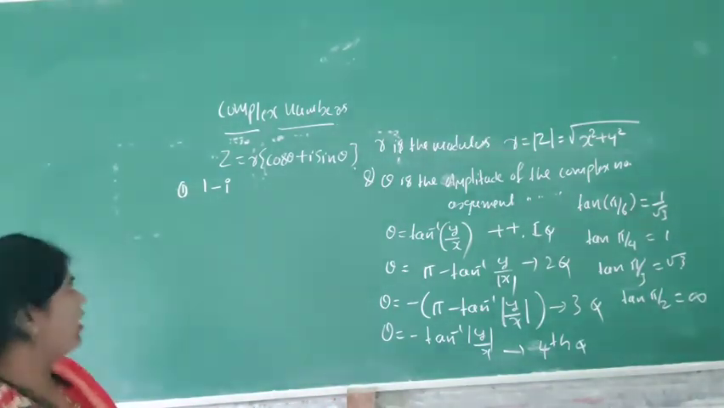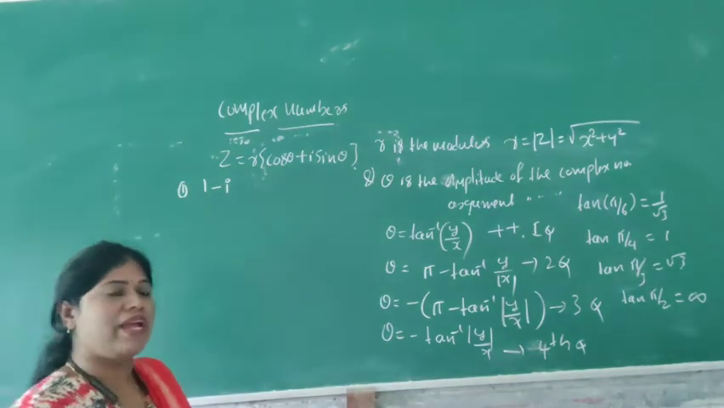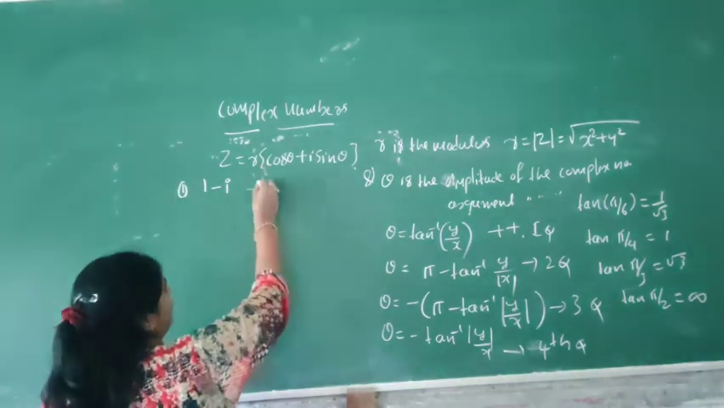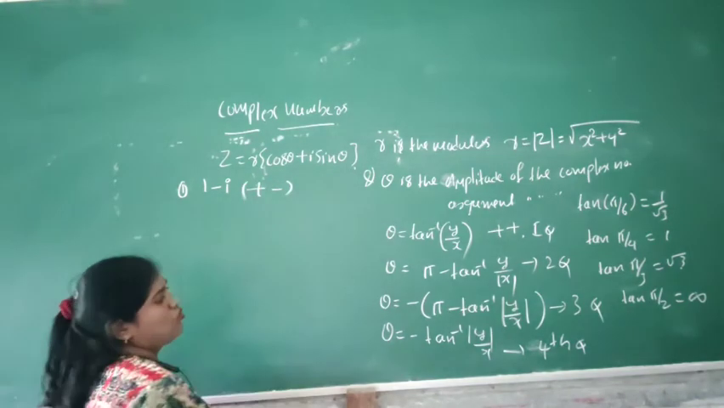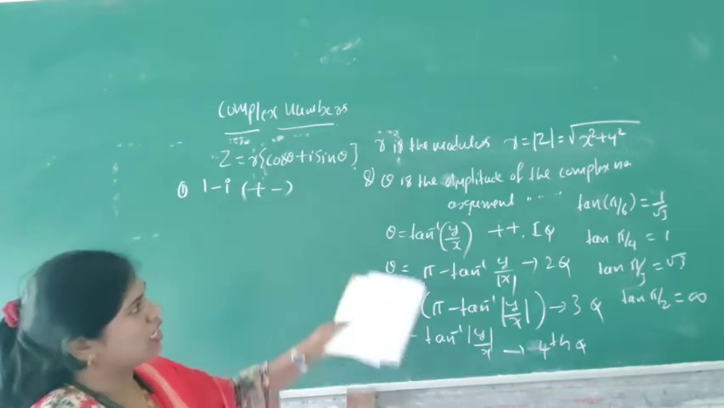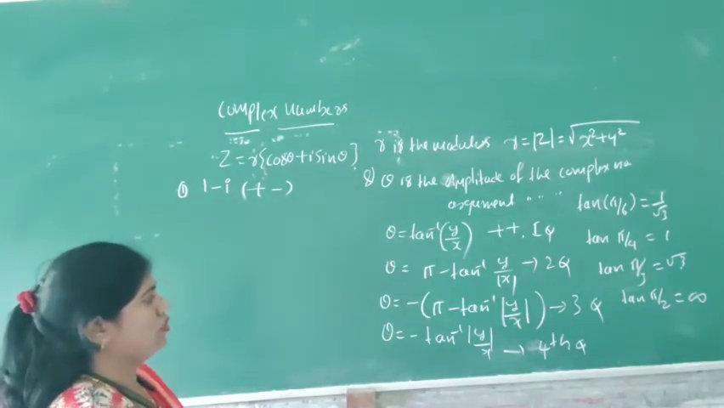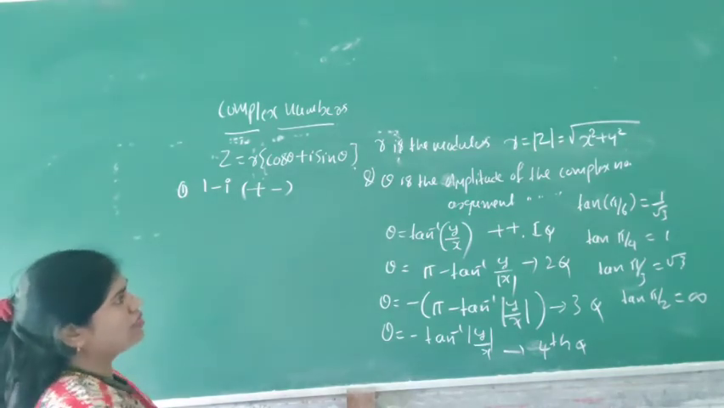First we need to check in which quadrant it lies. This one is plus and minus. Plus, minus. Which quadrant? We can check this.